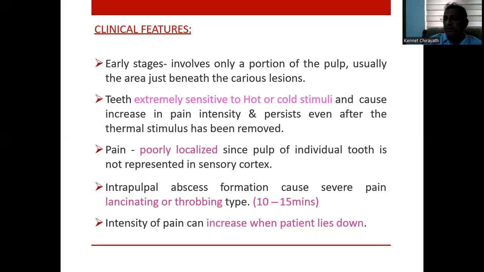One of the main diagnostic features of irreversible pulpitis is that once the stimulus is removed, the pain does not subside. The pain lingers even after removal of the stimulus, and the patient will have pain during the night. Second, the pain is poorly localized. The patient cannot tell which tooth the pain is coming from. Intrapulpal pressure may cause severe or throbbing pain, and the pain intensity increases when the patient lies down. So these are the main clinical features of irreversible pulpitis.